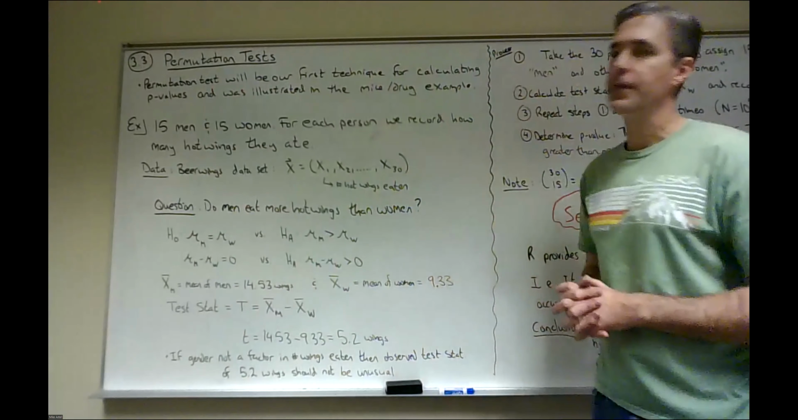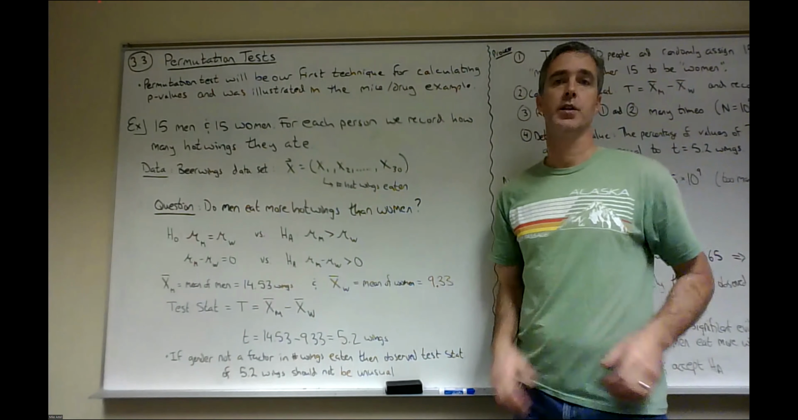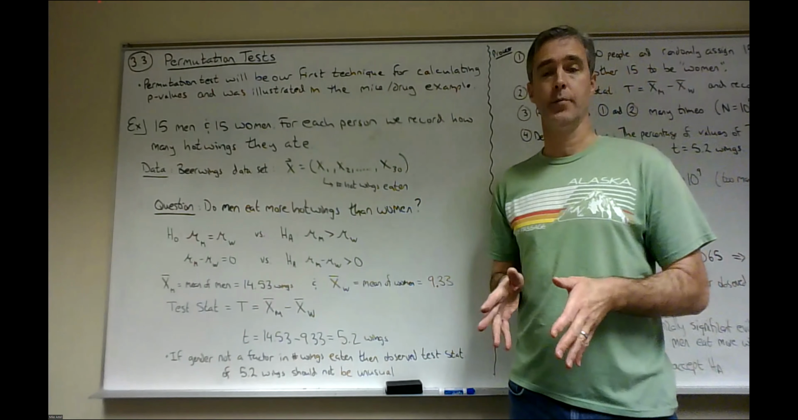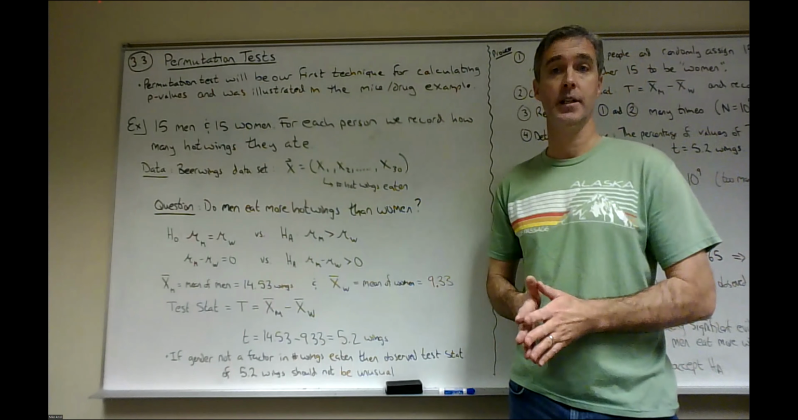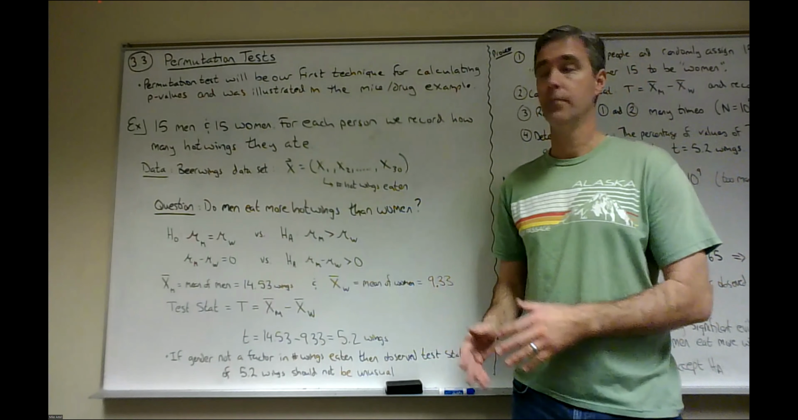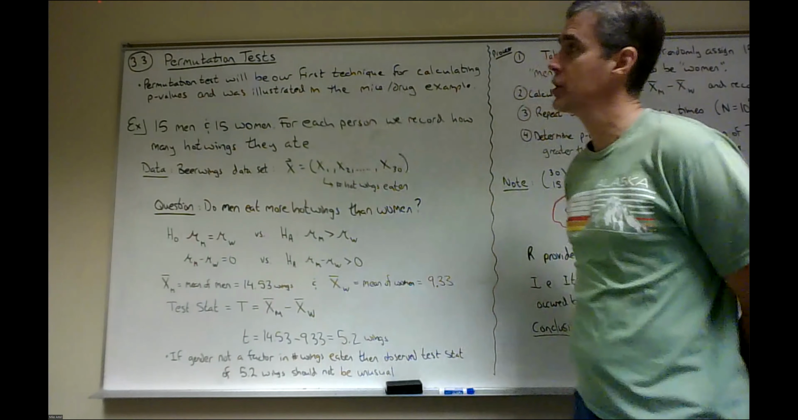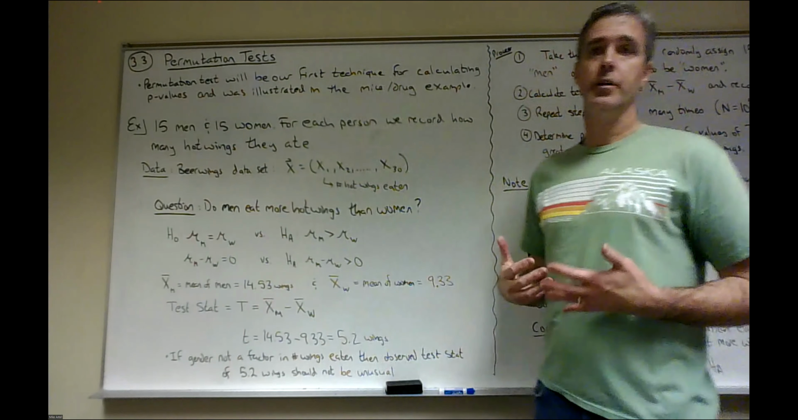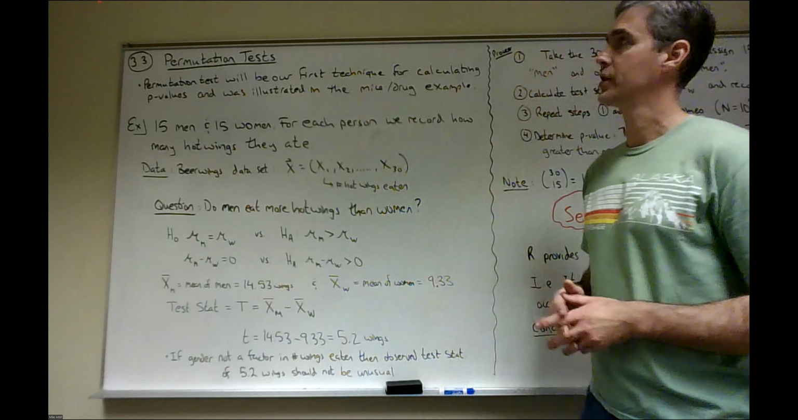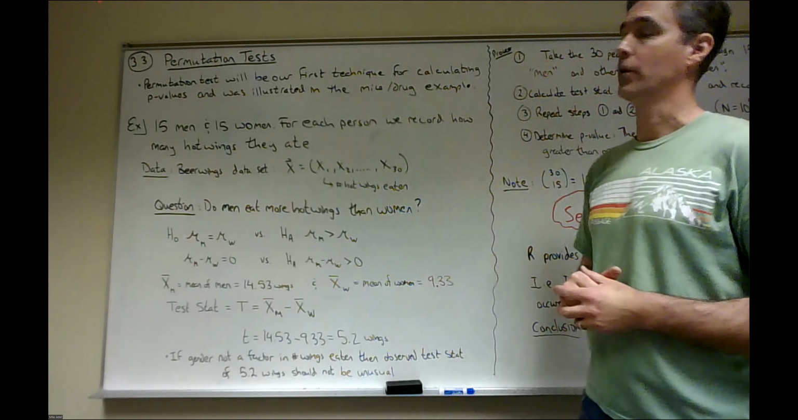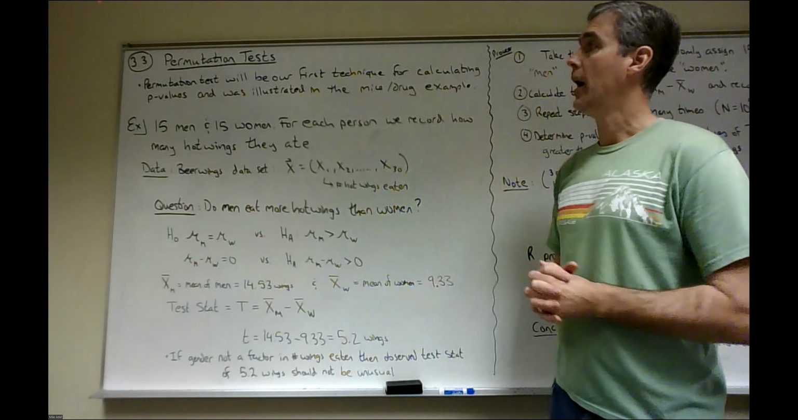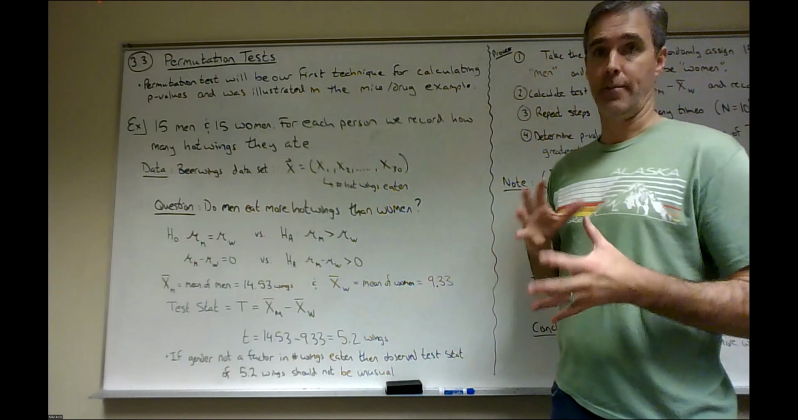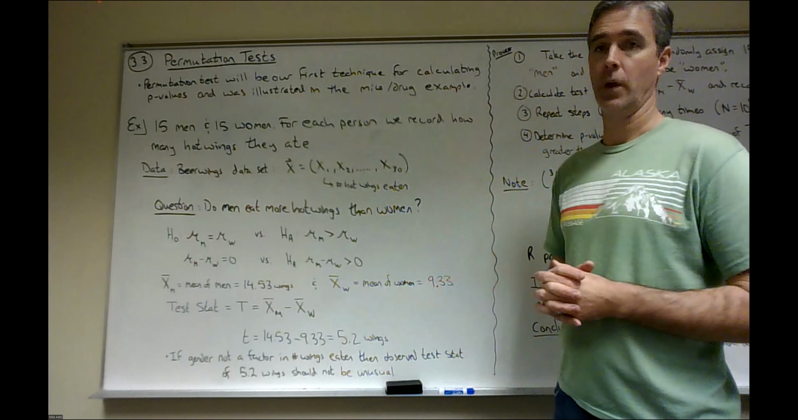All right, so in this video, we're going to cover a part of section 3.3, which really gets into permutation testing via R, right? So we're looking at permutation tests. And as I mentioned in an earlier video, permutation tests will be our first technique for calculating p-values. And we illustrated this in that mice drug example, okay?